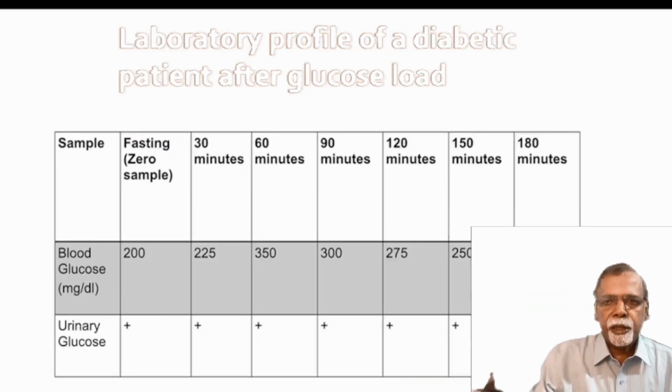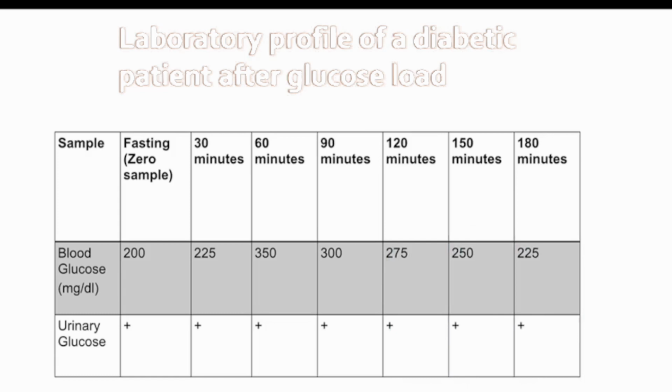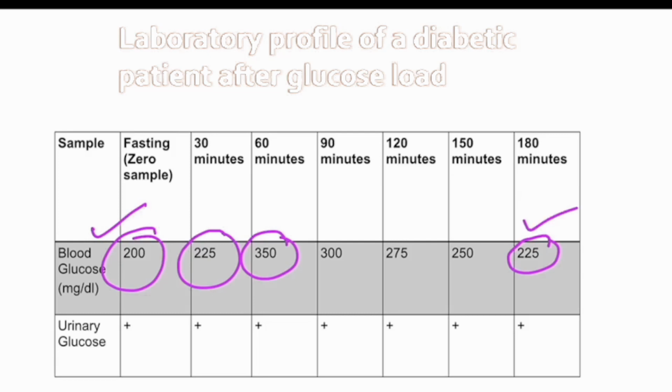Now we will take another example. Here we can say the fasting is 200, 30 minutes is 225, 60 minutes is 300, 350, and 2 hours is 210. Definitely this patient has diabetes. Fasting is high, postprandial is high. So this patient has diabetes mellitus.